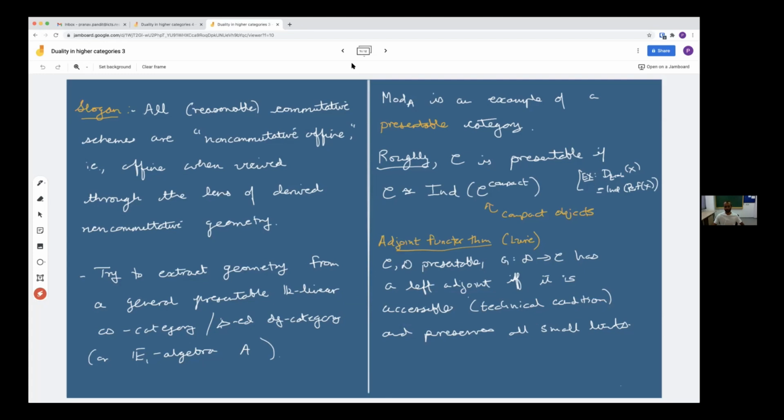Okay, so this is why presentable categories are important, because if you look at continuous functors between presentable categories, they automatically have adjoints.